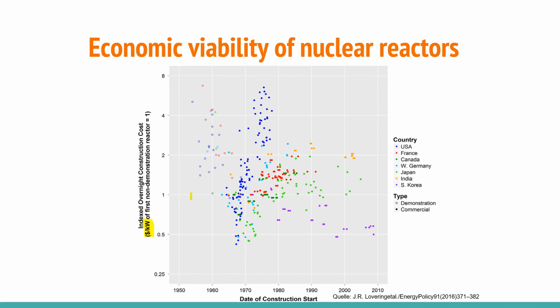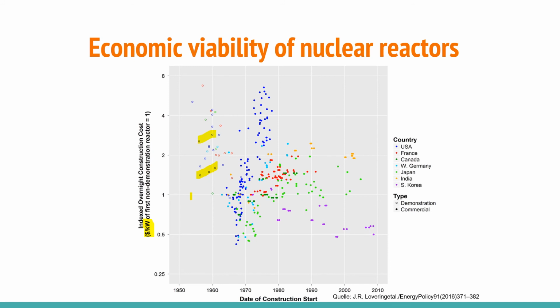Now, after that, the different countries, we look here, United States, France, Canada, Germany, Japan, India, Korea. You see there is no Russia and no USSR because we have no real idea how expensive their system was. We look into these Western type countries. There's also no China in this list. There have been these demonstration reactors. They are usually expensive because you try new things.